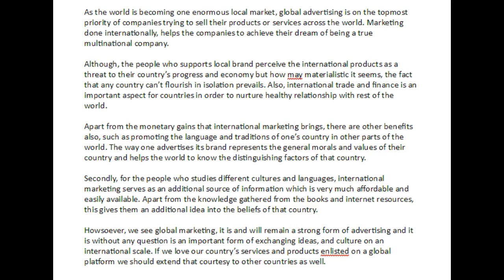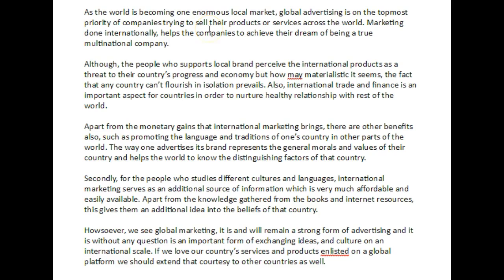So the question talks about the fact that some people believe that international marketing is invasive and intrusive, and others believe that it is an economical, affordable, cost-effective method of education in that it spreads languages, ideas, and culture. Now, we've mentioned none of that here. So in our introduction, we must paraphrase the question. We must make sure that we cover every aspect of what we've been asked.